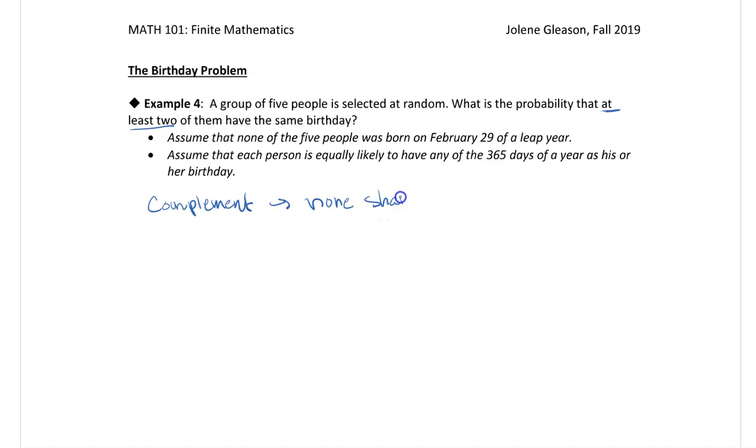And that's a lot easier to calculate than the probability of at least 2, because we could have 2 sharing a birthday, or 3 people, or 4 people, or 5 people. Actually, I guess we could only go up to 4 if we only have 5 people. So anyway, none share a birthday. That's our complement. So let's calculate the number of ways. What's the probability that no 2 people share a birthday? That means 5 different birthdays.